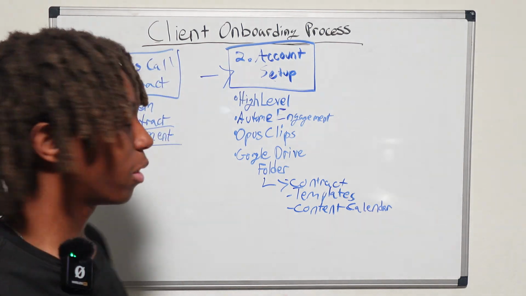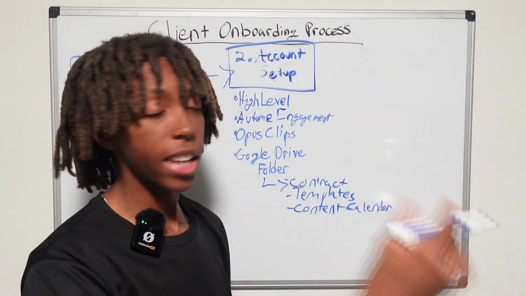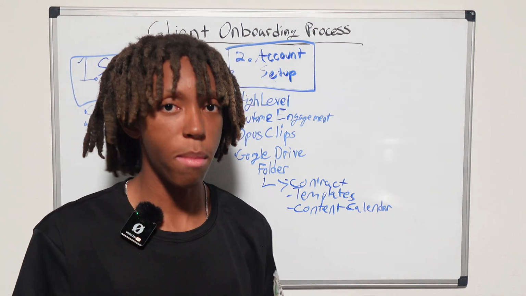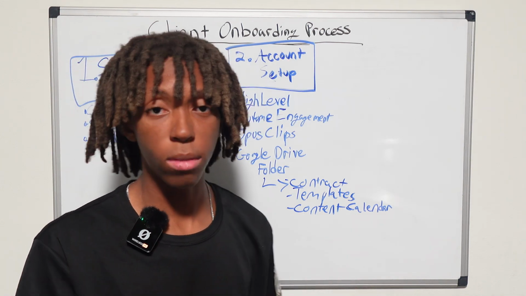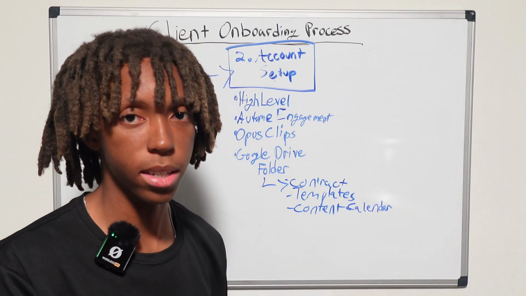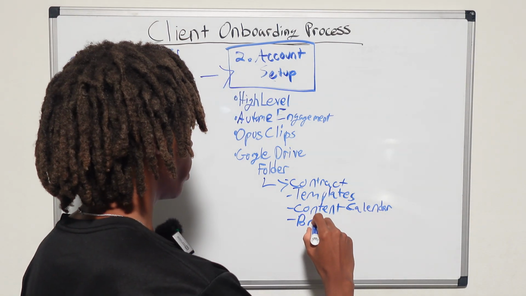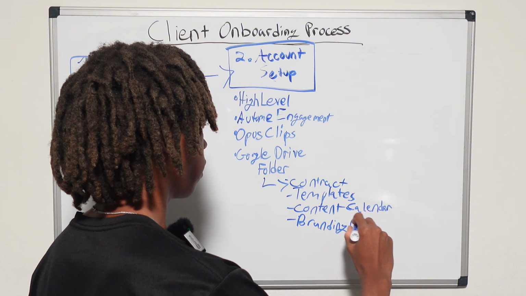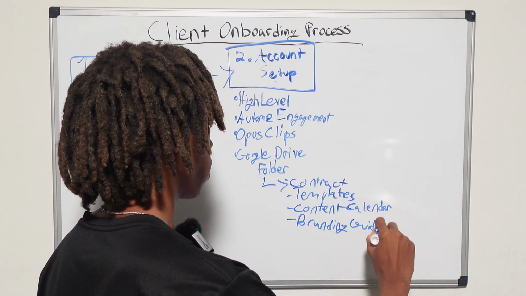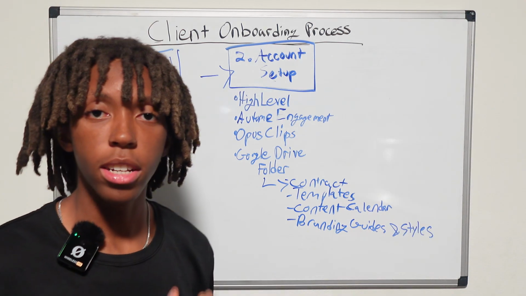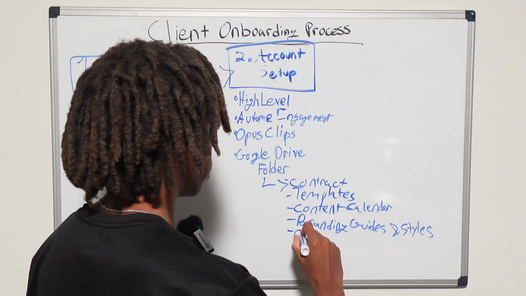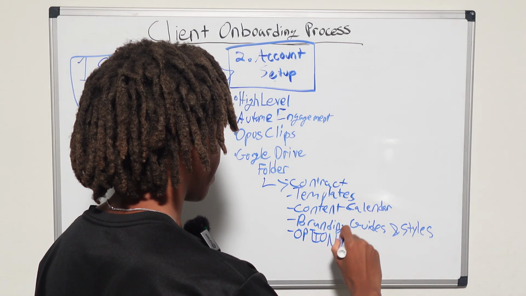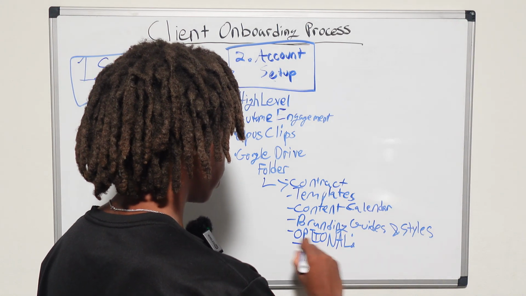So definitely explain what type of content the client wants before you go out and create it, or maybe even have a VA or a social media manager do it for you, just so you can save all of that time and you don't have a bottleneck in your business. Some other things we could have are branding guides and styles. And here's an optional one that you can also add: content that they already have uploaded, just so you can see the comparison.